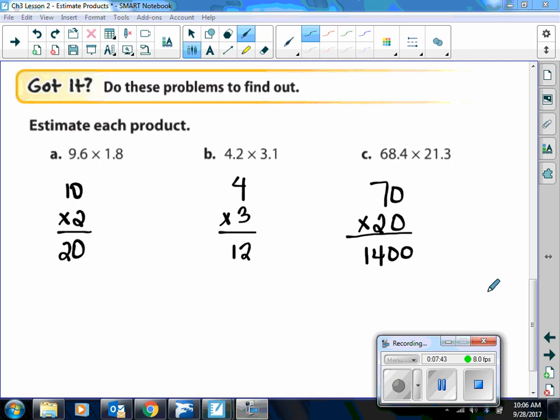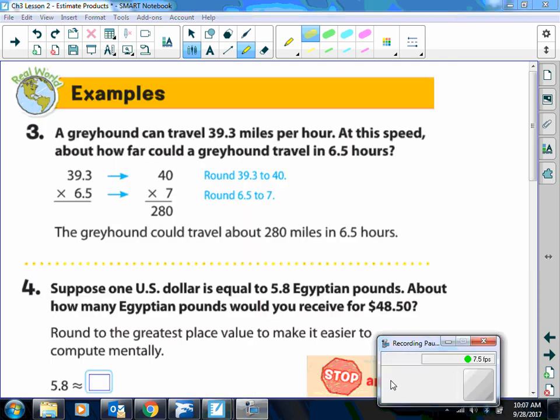There's your answer. Did you get it? All right, so once again, we rounded to the greatest place value. The greatest place value is the tens place. So that's going to be 70 up here. And then down here, on this one, it's going to be 20. Now remember, the little trick that we did, we just multiplied those two numbers. So that's 7 times 2 is 14. And then we have 2 zeros. So we add the 2 zeros. You got it? All right, so example 3 says a greyhound can travel 39 3/10 miles per hour.